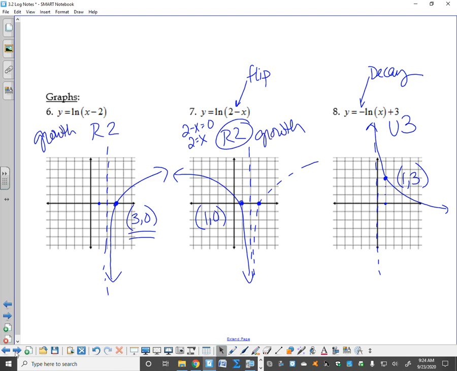The whole first half of your test is graphing exponentials and graphing logs with no calculator. So make sure you know shifts and flips and growth and decay.